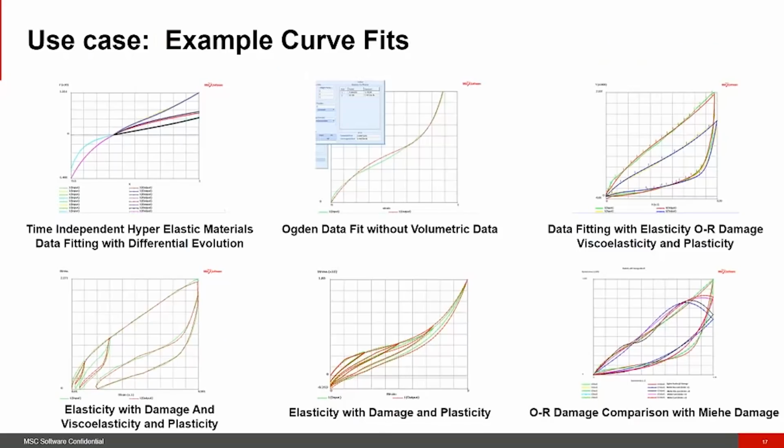In the next slide, we can see some of the curve fits that we have done as an example. So on the top side, you see the independent hyperelastic material data fitting with differential evolution, and you can see in the middle the Ogden data fit without volumetric data. You can see from the curves that the red is the fit and the green is the experimental data. You see that the fit is pretty satisfying and is within the limits of the material definition. So it's a pretty accurate process.